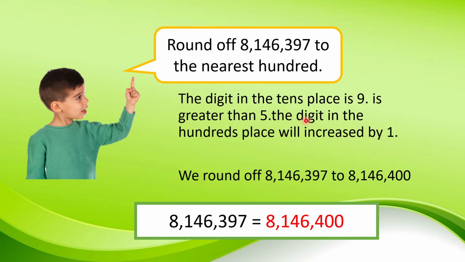So to round off 8,146,397, we round off like this, and it will become 8,146,400. So it will become 400 here because the number that follows the rounding number is more than 5.